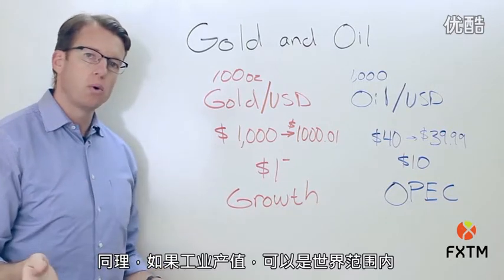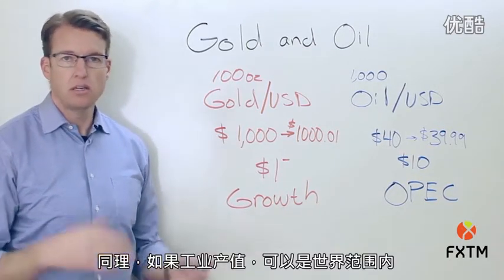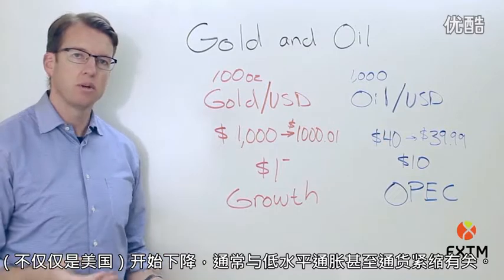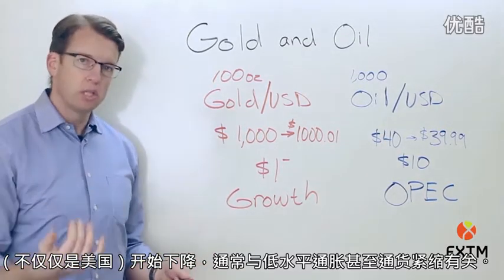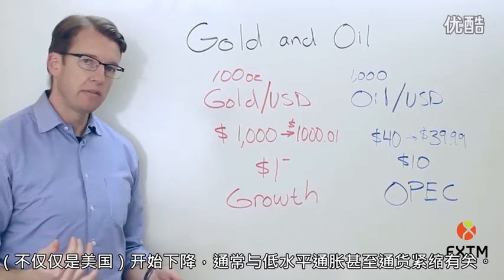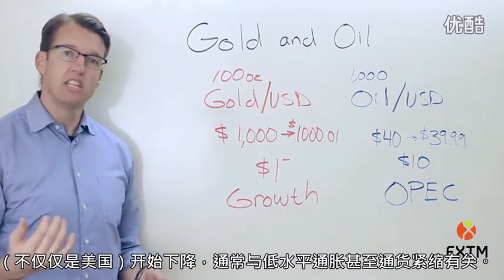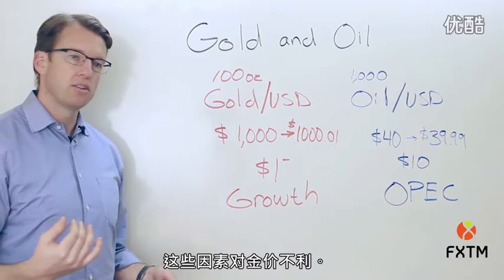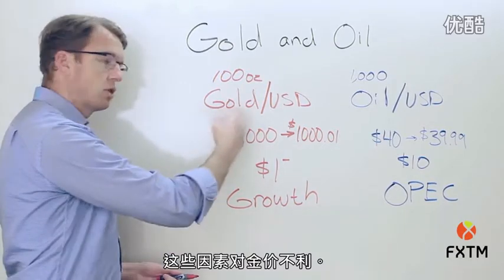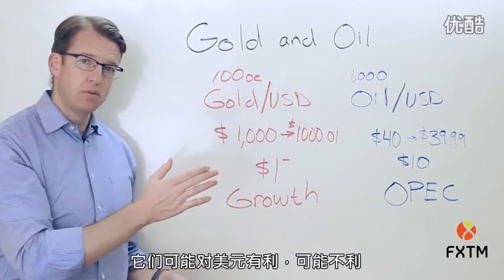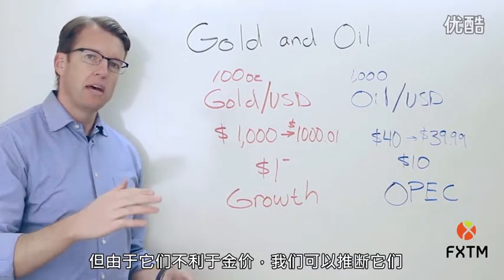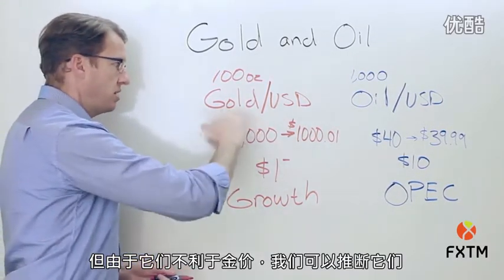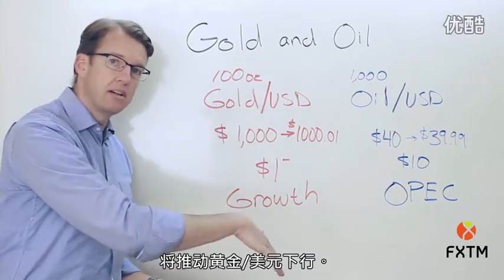Well, by the same token, of course, if industrial production, even worldwide, not just in the US, is beginning to contract, usually that's associated with fairly low levels of inflation or potentially even disinflation. So those factors would tend to be bad for gold. They may or may not be good for the dollar, but because they're bad for gold, we can infer that that would then send the pair here between gold and the US dollar to the downside.